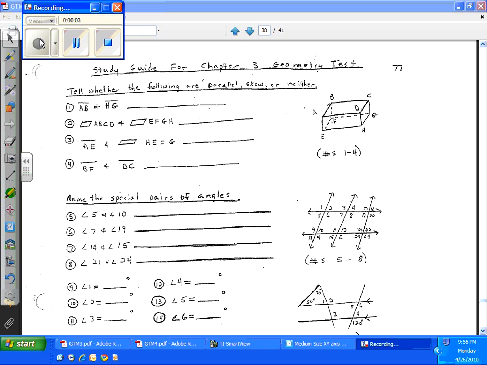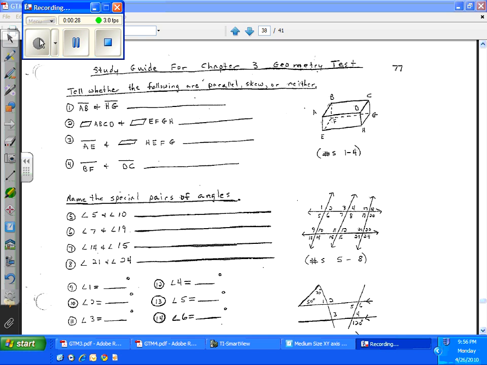Study guide for Chapter 3 Geometry Test. Remember that I, as a teacher, go over the study guide. The student will do a homework sheet that looks like the study guide, and then there will be a test that looks like the study guide and the homework sheet. So no surprises. We want them to know what to study, and we want them to study it and be successful in their learning. Okay?